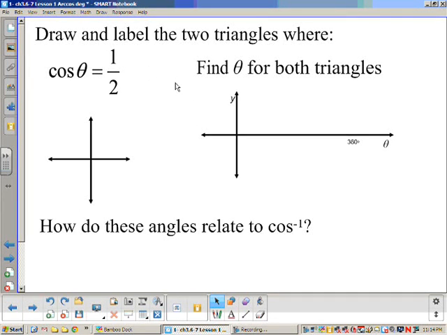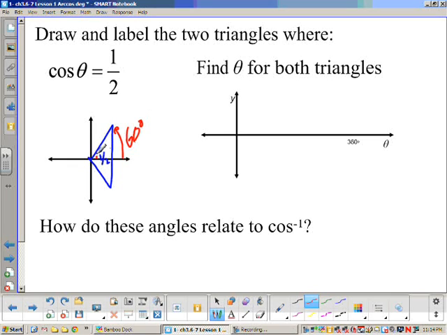I'm going to expand your view of what the unit circle would look like. We're going to extend the unit circle. So draw and label two triangles where the cosine of theta equals 1/2. And we would see that cosine's positive to the right, and with a 1/2 for the adjacent side, we know that this reference angle is 60 degrees, and that this angle over here in standard position would be 300 degrees.